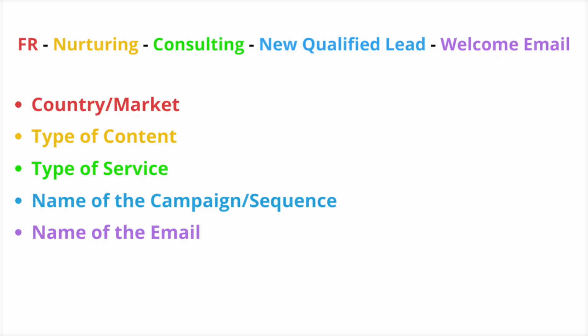The nomenclature I'm using follows a folder logic. If you take this email name, for instance, you will see that it's following a certain logic. First, this email is for the French market, so I start my name with FR. Then it's an email that aims to be a nurturing email for a specific campaign, so I will add nurturing. It's a nurturing email for a service that is consulting, so I add it here. And then it's the nurturing workflow for new qualified leads. So that's the last part of my nomenclature, and after that I just put the name of the email. It's the first email, so I call it welcome email.